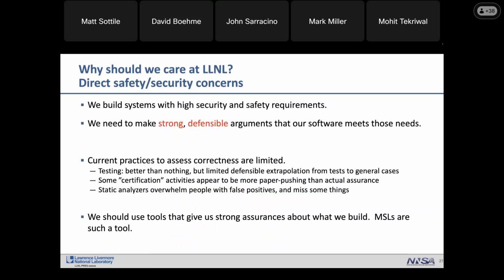We do have direct safety and security concerns. We build systems for high assurance applications where we have very high security and safety requirements. And as part of that, we need to make strong and defensible arguments that our software meets those needs. That's where memory safe languages help you, with that strong and defensible argument that your code is actually correct. I'd say that our current practices to assess correctness are somewhat limited. Testing is better than nothing. It's good that we do testing more than we used to. But the problem with testing is you can't extrapolate to cases you haven't tested.